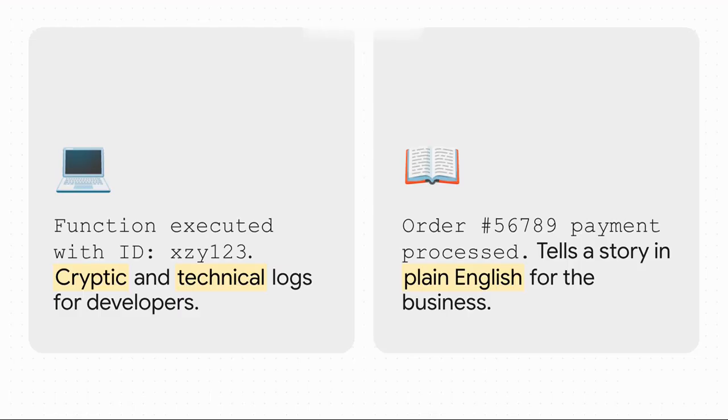On the left, you've got your typical developer logs, cryptic function IDs, error codes, stuff that makes sense to an engineer, but is basically gibberish to your customer service team. But on the right, you have logs that actually tell a story in plain English. Order number 5679, payment processed, or even more important, shipping notification failed. Anyone in the company can look at that and know exactly what happened.